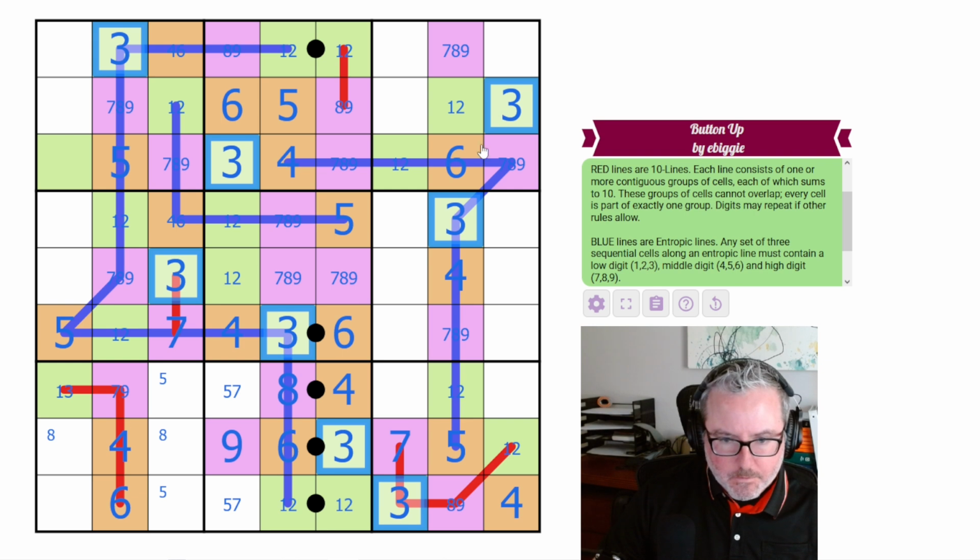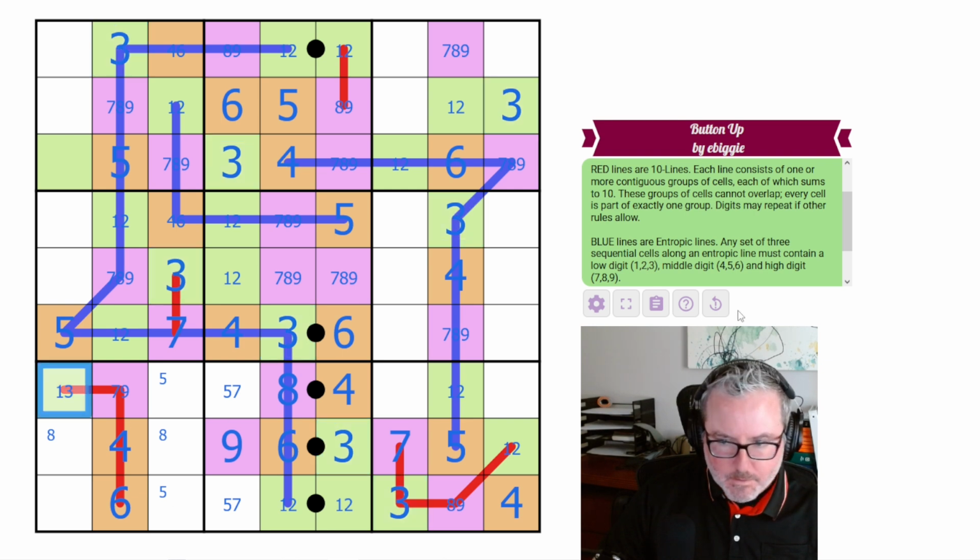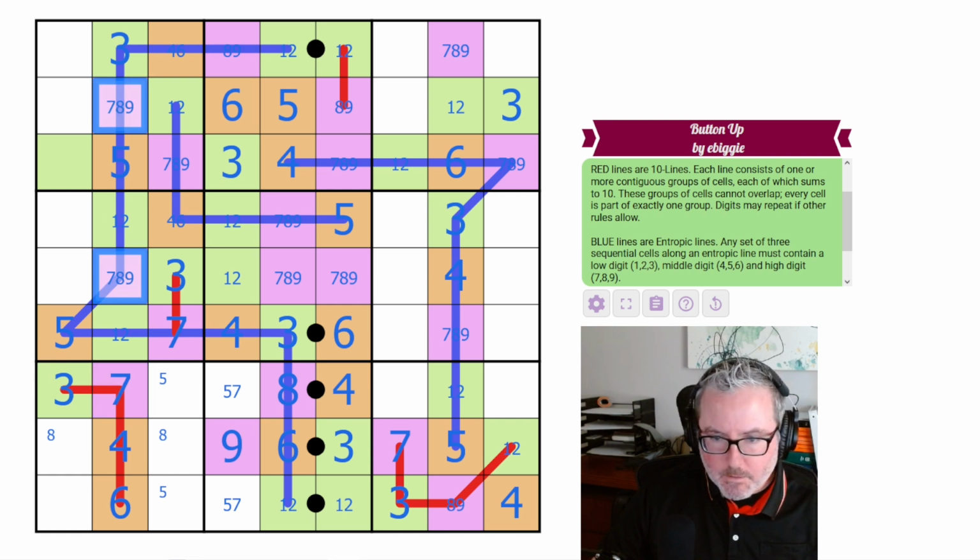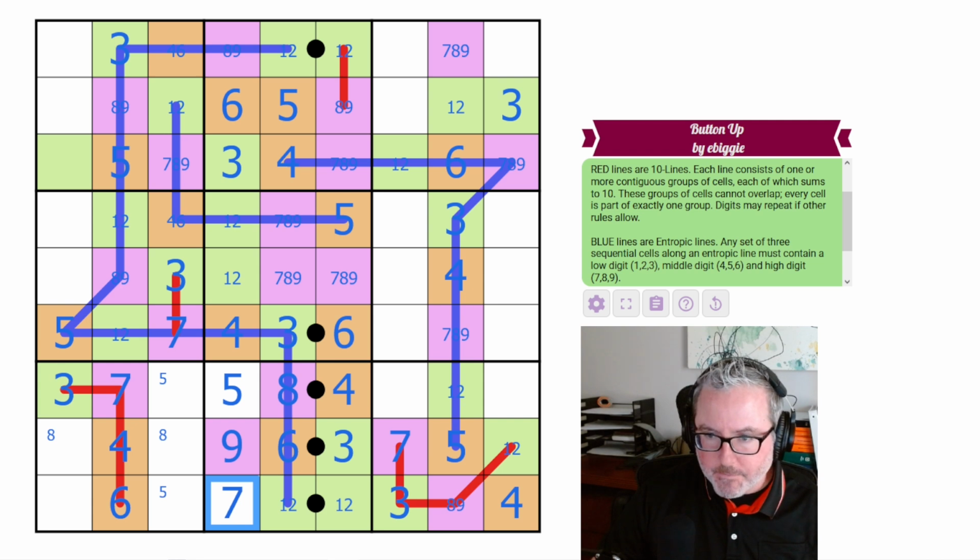One, two, three, 1, 2, 3, 1, 2. So this is 3, which means this is 7. Get rid of these. That 7 gives us our 5 and our 7. So we can finish these. We've got to put a 6. We knew one of these was a 6 anyway, I think, but that's okay.